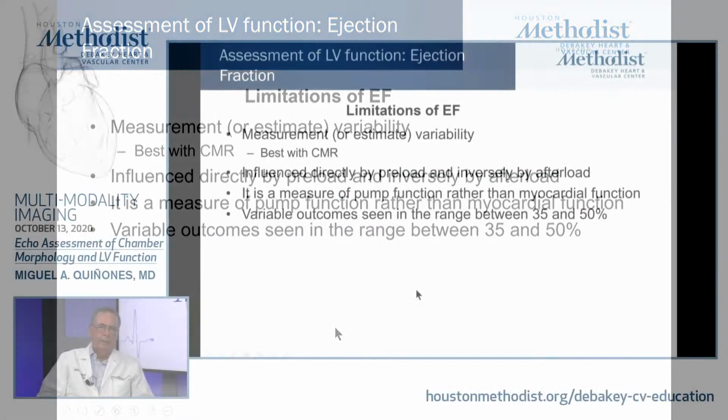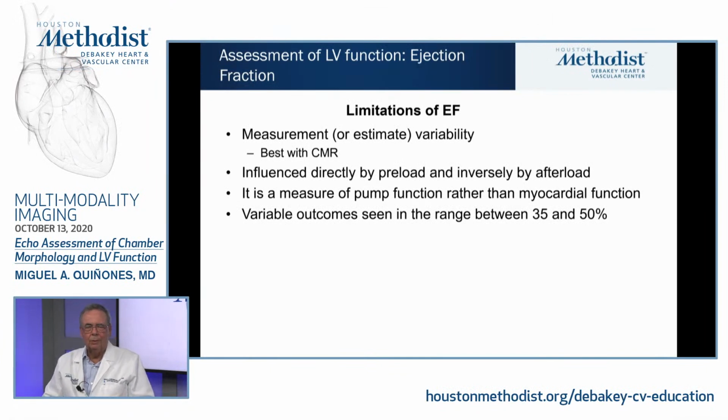So everybody wants to have an ejection fraction, from a surgeon to cardiologists to internists to neurologists to orthopedic surgeons. Everybody wants an EF. And although we have been talking about better ways to get an EF, we need to also recognize that there are some limitations of ejection fraction. First of all, there are some measurement variabilities. We know that well, and the least variability is seen with CMR. EF is influenced directly by preload and inversely by afterload. It's very load dependent. And I think that is the most important limitation that it has.